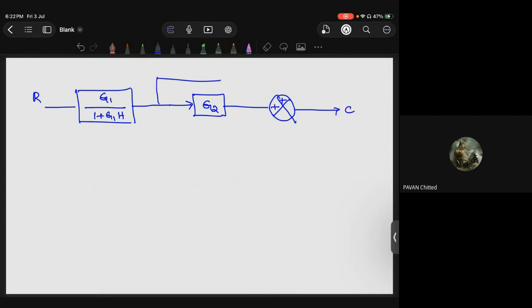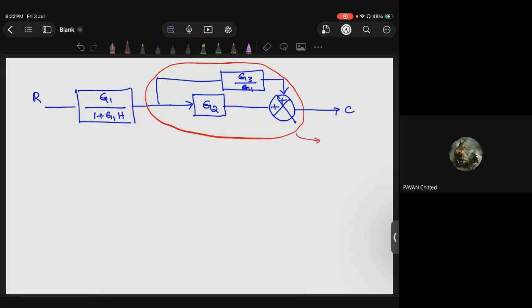Here we have G3 by G1. This one. Correct? Now you can see this one, so this will be like two things connected in parallel. So this we say what? G2 plus G3 by G1. Am I correct?